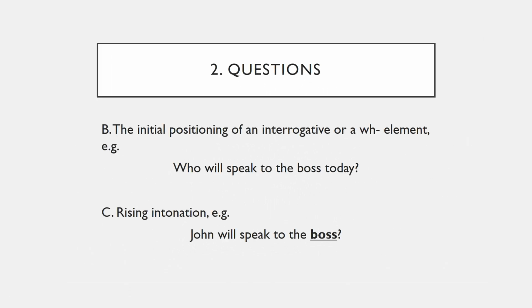The second form of questions in English is clarified here in number B, through the initial positioning of an interrogative or a WH element. So we can have another type of questions which are called WH questions, and they are called that because they start with WH words. So WH questions start with WH words like what, when, where, how many, how often, how long, and so on.